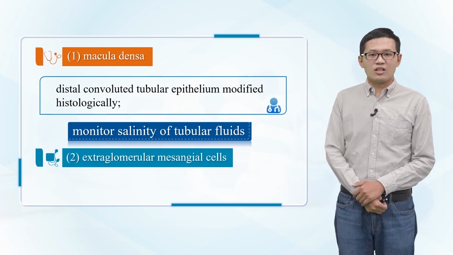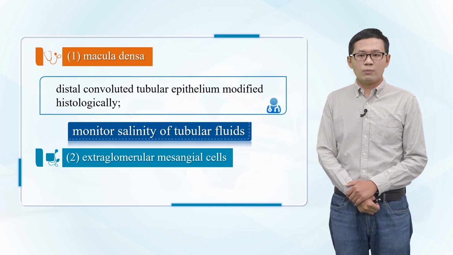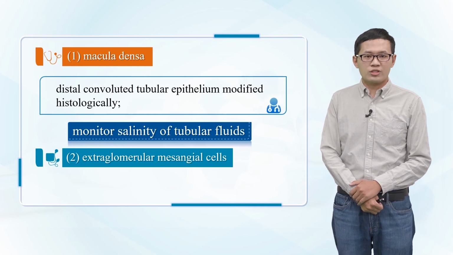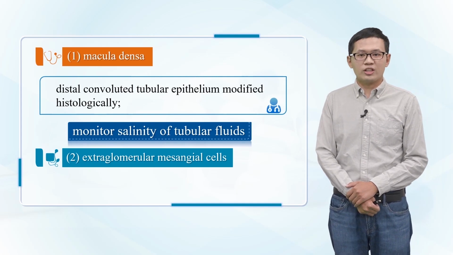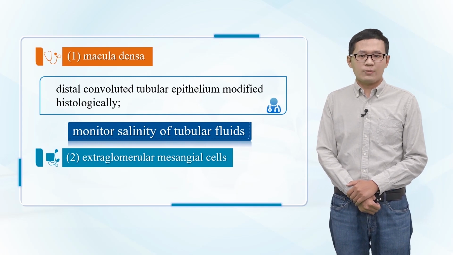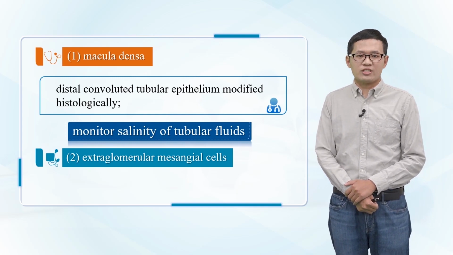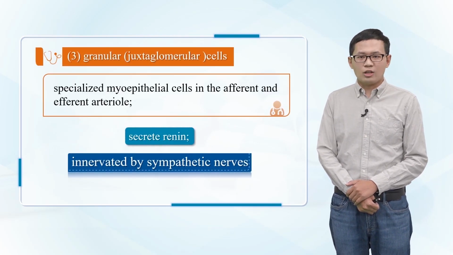The macula densa is modified distal convoluted tubular epithelium. They can monitor the salinity of the tubular fluids. The extraglomerular mesangium is continuous with the intraglomerular mesangium and is composed of cells that are similar in ultrastructure to the mesangial cells. The juxtaglomerular granular cells are located primarily in the walls of the afferent, less commonly the efferent arteriole. They can secrete renin and are innervated by sympathetic nerves.